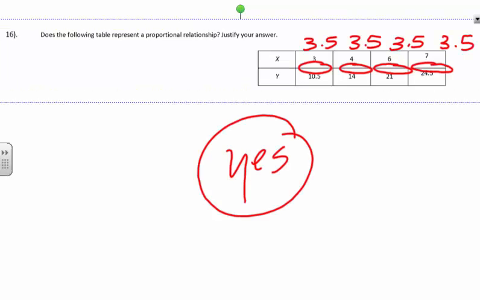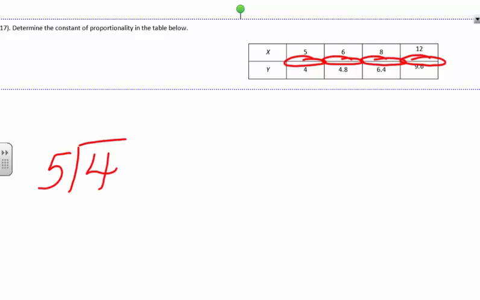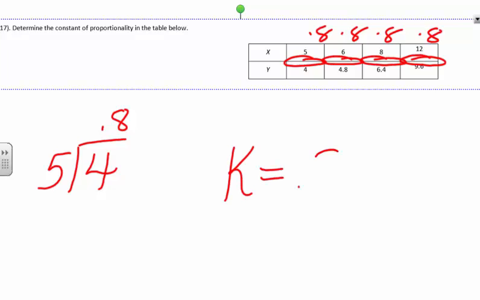I'm sorry, let's go back. Here it says to determine the constant of proportionality. The same way that we did the problem before, we identified the constant of proportionality because it's the number that, again, creates the relationship between our x and our y. So you're going to divide our y by our x, and you're going to get 0.8. And you're going to get 0.8 for each one. So therefore, our constant of proportionality has to be 0.8.